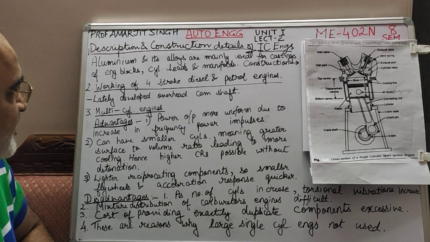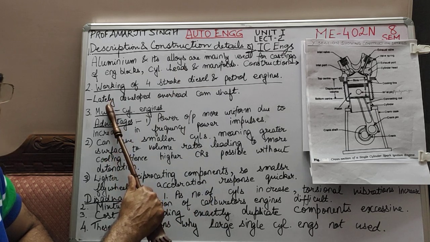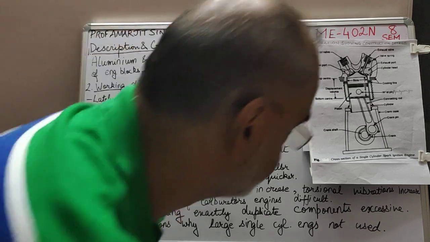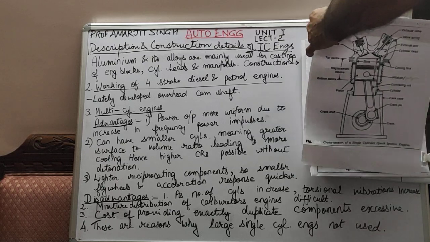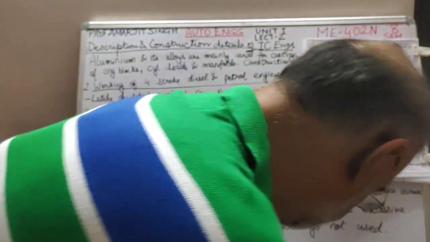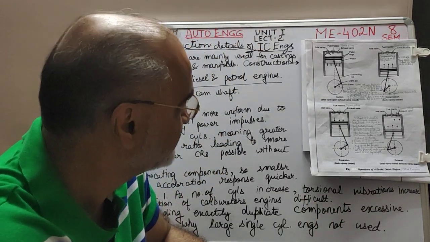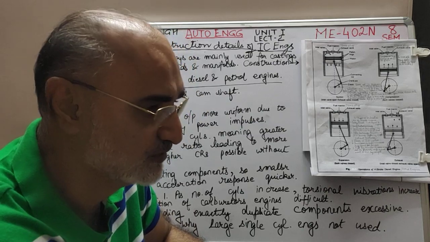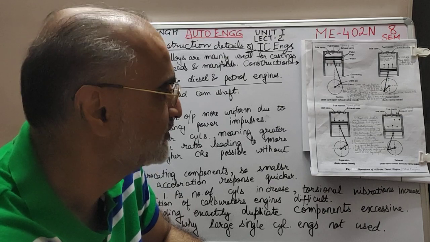Now we come to the working of a 4-stroke diesel and petrol engine, and thereafter we will also briefly touch upon the lately developed overhead camshaft. There are 4 strokes in an internal combustion engine: suction, compression, expansion and exhaust. You are probably conversant with it. You must have read in basic mechanical engineering in the first or second semester.